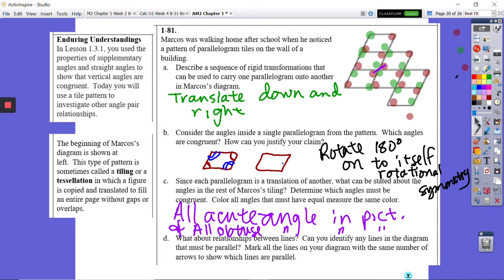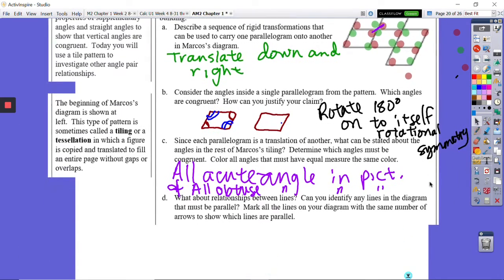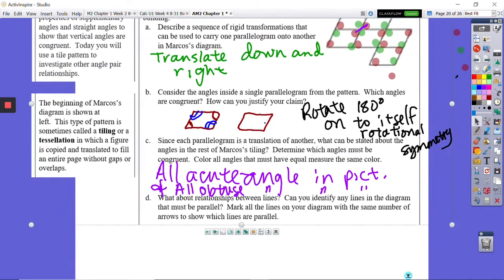What about the relationship between the lines? So when we think about the lines themselves in that picture, can we find any that must be parallel? Well, since this is a parallelogram, this line and this line have to be parallel. And we can extend that. Those lines have to be parallel. Okay. So we're going to go ahead and actually grab that picture.